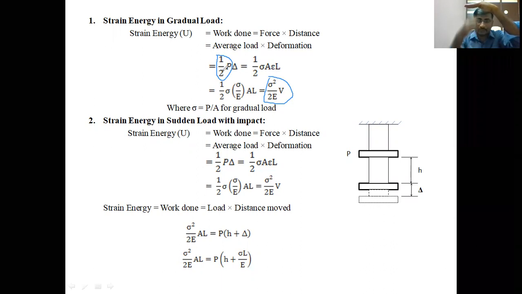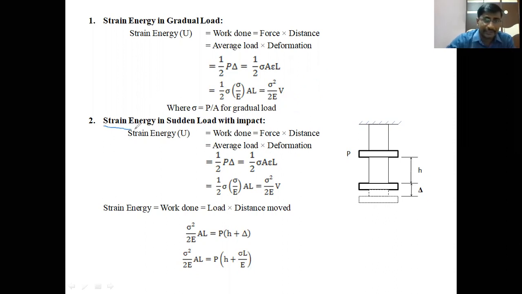So in gradual load, when we apply the load gradually, the load varies from 0 to P value. So the average load from starting to ending is P by 2. So in that case, half into P is the average load into deformation. From that equation we can get sigma square by 2E into V as the formula for strain energy in gradual load. Clear students? Here sigma stress is equal to load by area. We used this formula in many problems: sigma is equal to load by area, or resistance force per unit area.